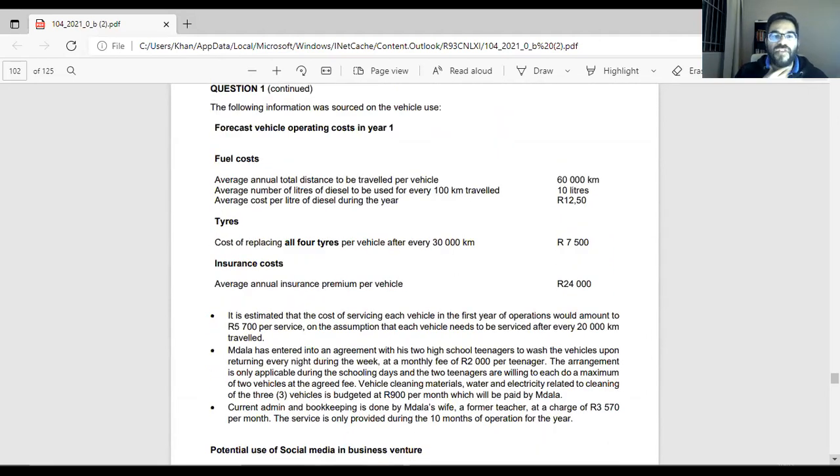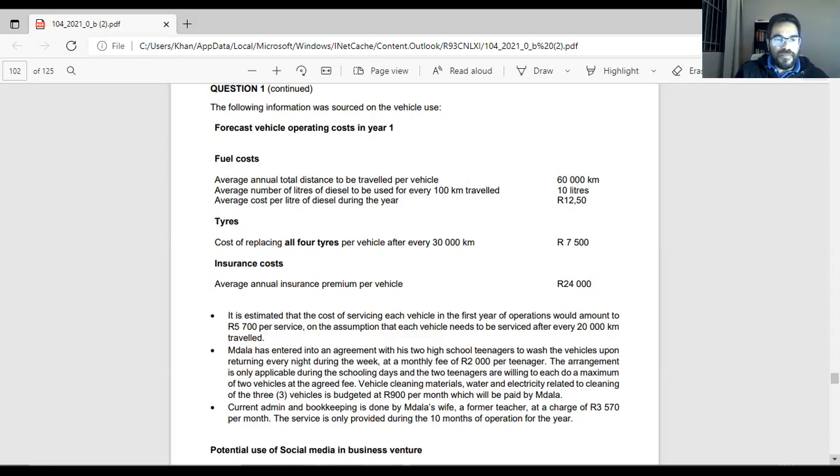Okay, so the following information was sourced on the vehicle use. Forecast vehicle operating cost in year 1. So fuel costs, average annual distance to be traveled per vehicle, 60,000 kilometers. Average number of liters of diesel to be used for every 100 kilometers is 10 liters. And the cost per liter is 12.50. Okay, that can't be hard, right? So that will be quick to work out fuel costs for the month or the year or whatever.